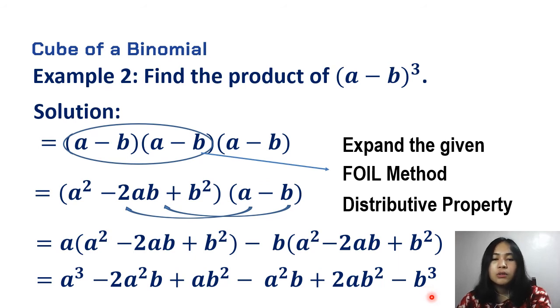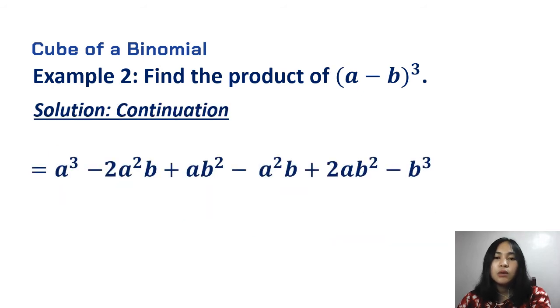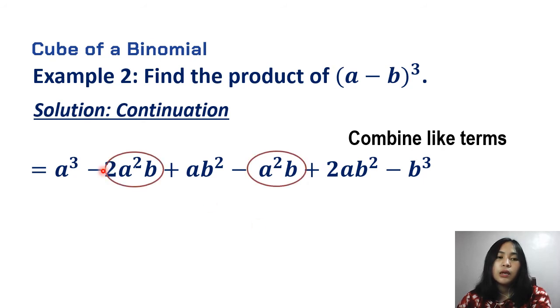Okay? So, is this our final answer? Not yet. So, next we have to combine like terms. Which terms are alike? We have here negative 2a squared b and negative a squared b. They are added, so we are going to use plus. So, negative 2a squared b plus negative a squared b. And also, we have this ab squared plus 2ab squared.